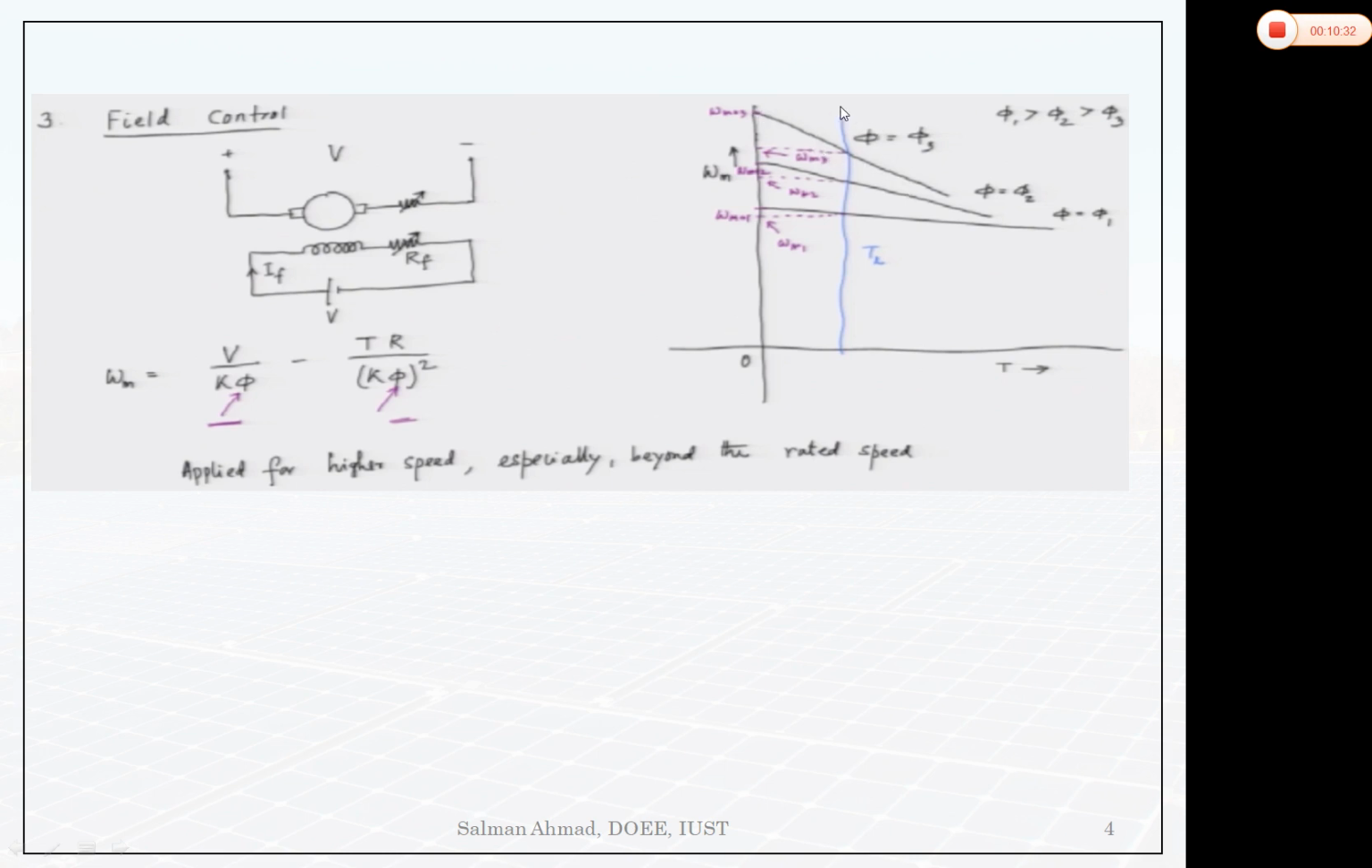Now if we are having a load torque characteristic as this, represented with this blue line, then the intersection corresponding to phi 1, it will run at this speed, then for phi is equal to phi 2, the drive will run at omega m2, then for phi is equal to phi 3, it will run at omega m3. So this method is very efficient, but it is applied for higher speed, especially beyond the rated speed. So this is about the shunt motors and separately excited DC motor.